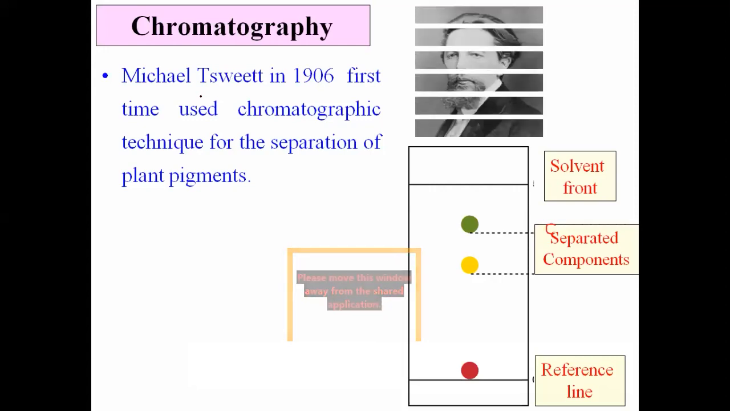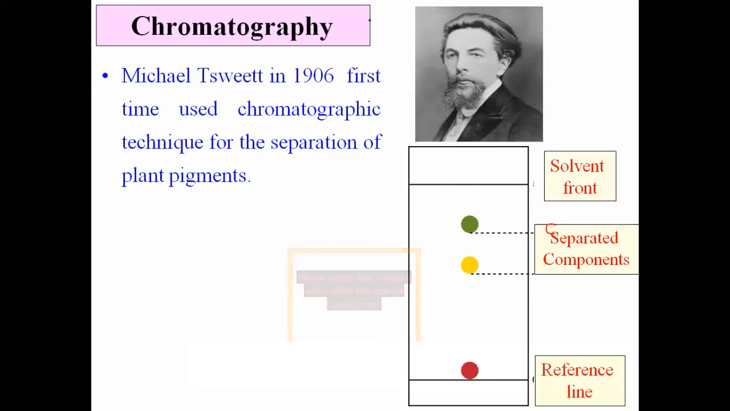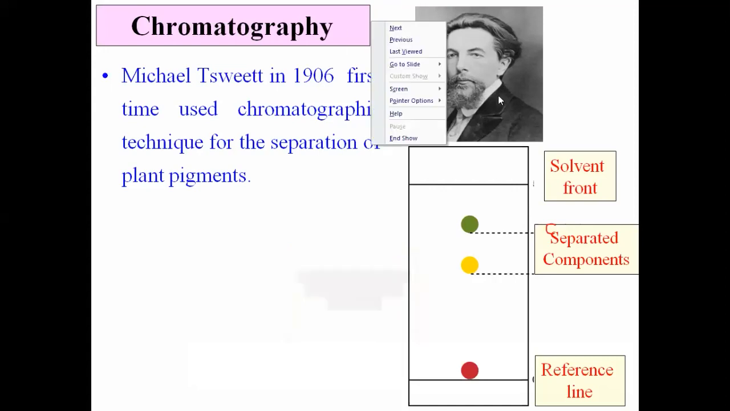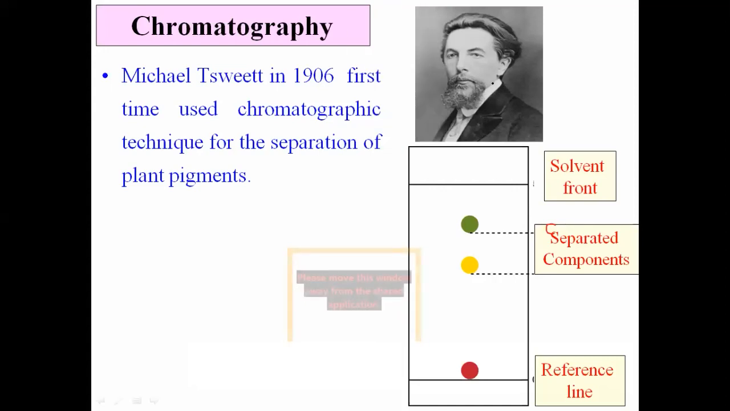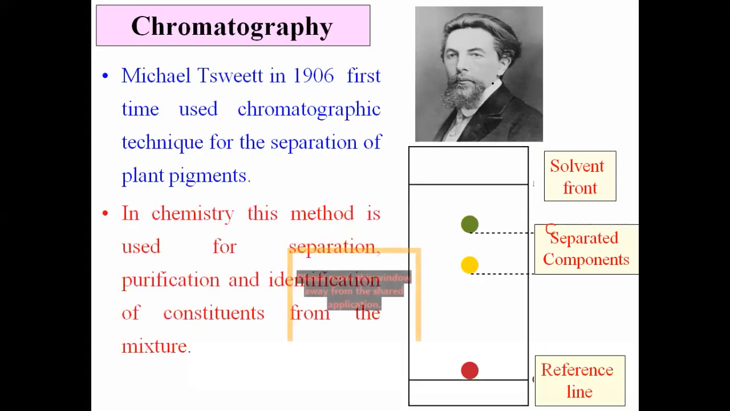Okay, now let us see. This is the photograph of Michael Sweet, the botanist. He first used the chromatographic technique for the separation of plant pigment. Now, in chemistry, what is the use of chromatography?